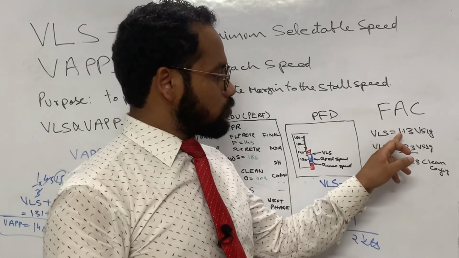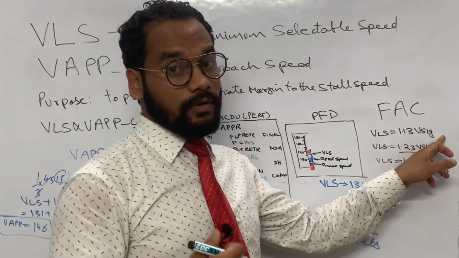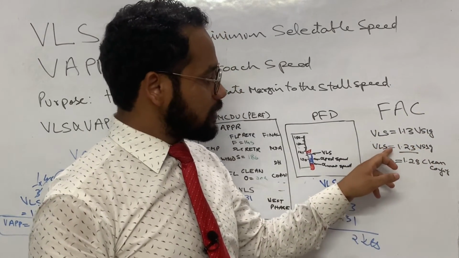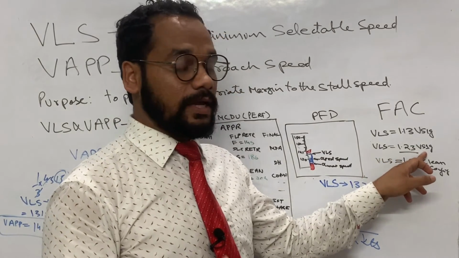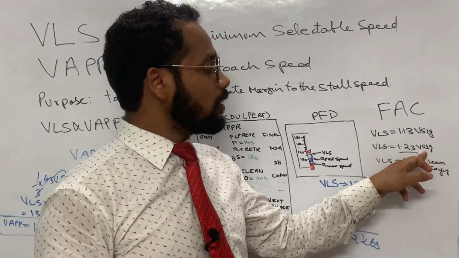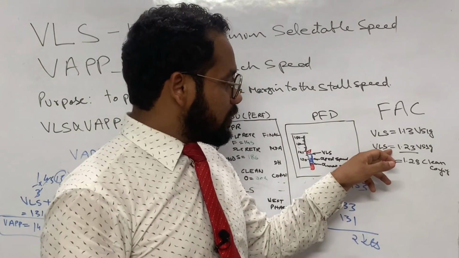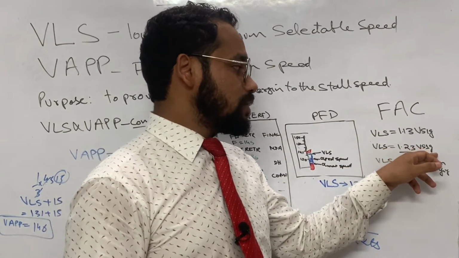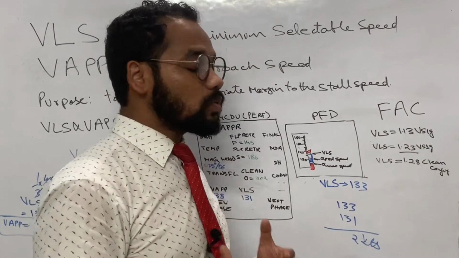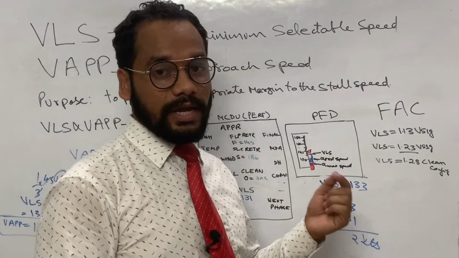So friends, VLS is 1.13 VS1G in case of takeoff or following a touch and go. And VLS is 1.23 VS1G whenever the flaps are retracted by one step, or in case of the actual configuration like during landing. Now what is this VS1G? VS1G is the stall speed at 1G.